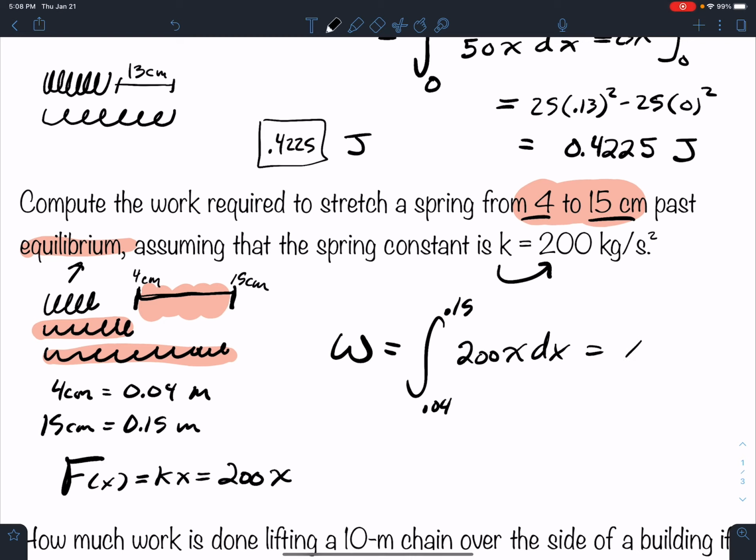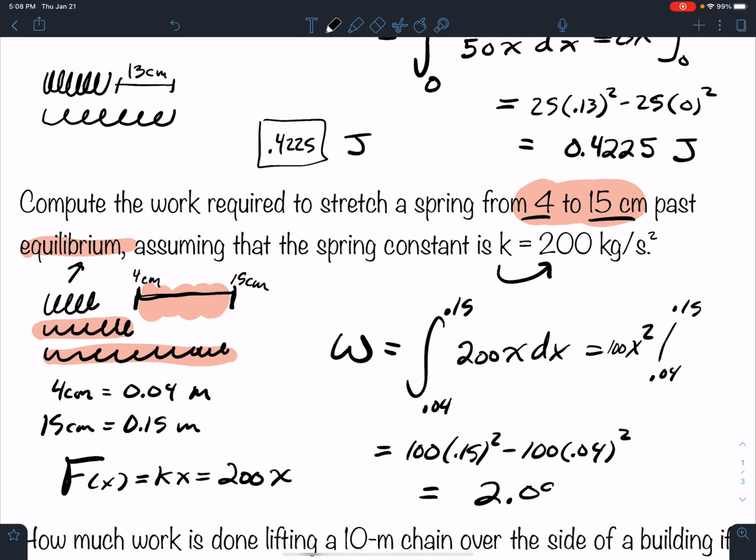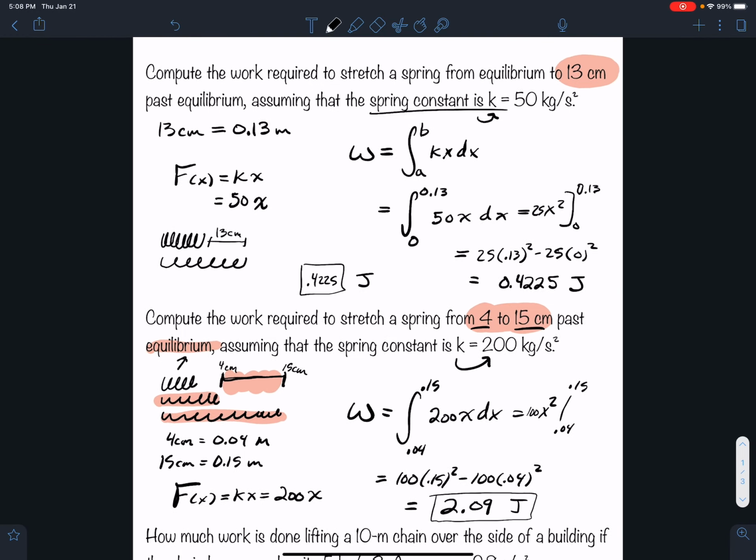Integrate this: x squared times 100, evaluated from 0.04 to 0.15, gets you 100 times 0.15 squared minus 100 times 0.04 squared, and this is going to be 2.09 joules. Okay? So hopefully this gives you a better understanding of how to compute the work using Hooke's law here.